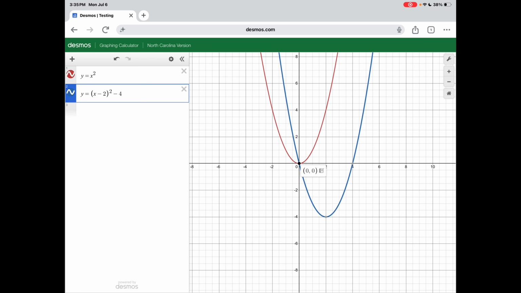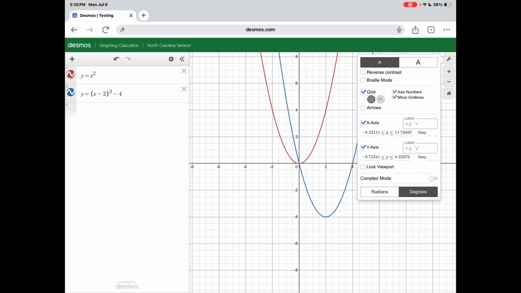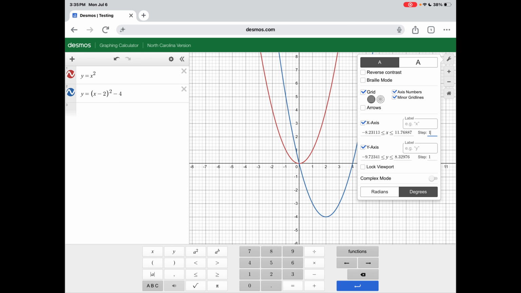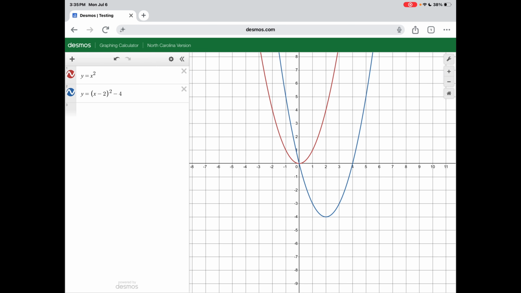So we write 0, 0. And I always like to change my settings and change my steps to be a 1 and a 1 so we can see each unit, and then turn off the minors. It's up to you how you want to do it. But you should be able to see that if you see the 0, 0, and this one is at 2, that shifted right 2, down 4.